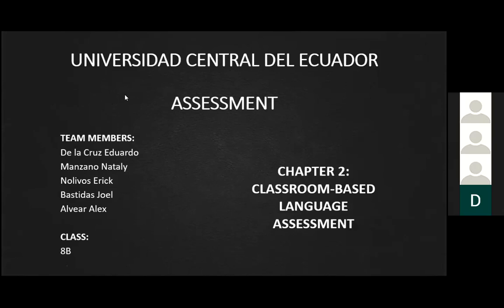Hello, good afternoon, everyone. As it was said before, we are group number 5, and we're going to present Chapter 2 about classroom-based language assessment. The team members are Manzano Natalie, Nolivos Eric, Bastidas Joel, Alvear Alex, and me, De la Cruz Eduardo.